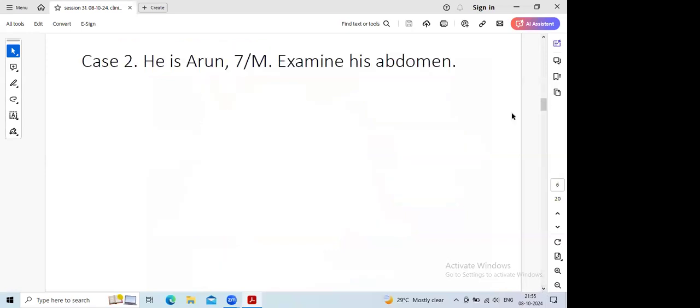Okay. So, Dr. Fatima, are you here? Yes. Okay. Can I take this session? Yes. Okay. So, as you enter the room, I introduce you to child Arun. He is a 7 year old male. Examine him. Okay. I wash my hands and I introduce myself. My name is Dr. Fatima. This is my mark sheet.